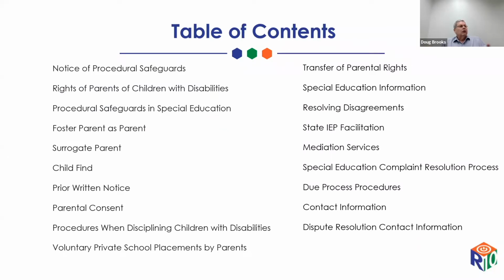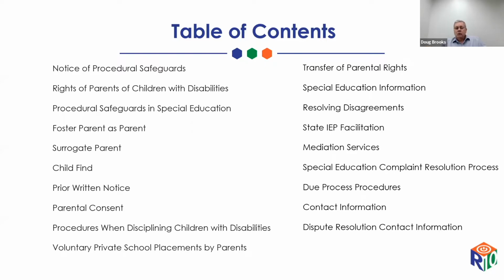And so if you look at the table of contents here, it covers a wide volume of issues, from what the safeguards are supposed to be, the rights of parents, who qualifies as the parents and defines foster parents and surrogate parents, child find, which is the federal regulation about school districts' responsibility to seek out and test students with suspected disabilities to see if they need special education support within the public school setting.